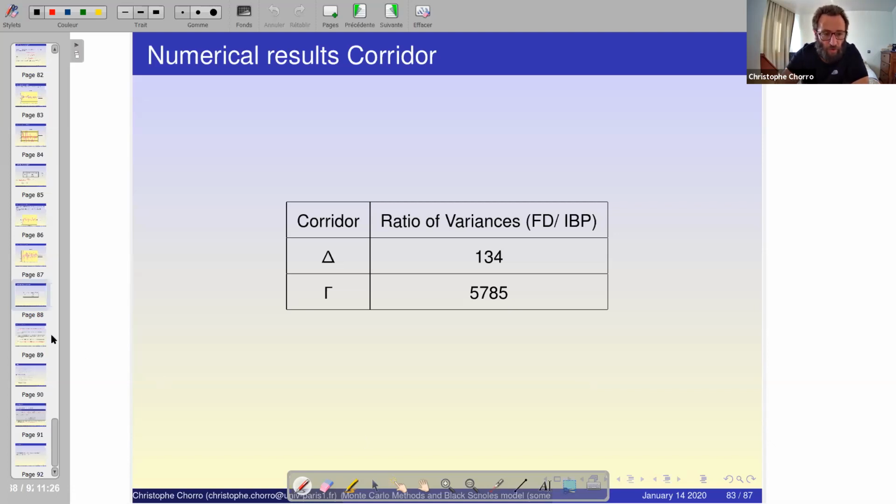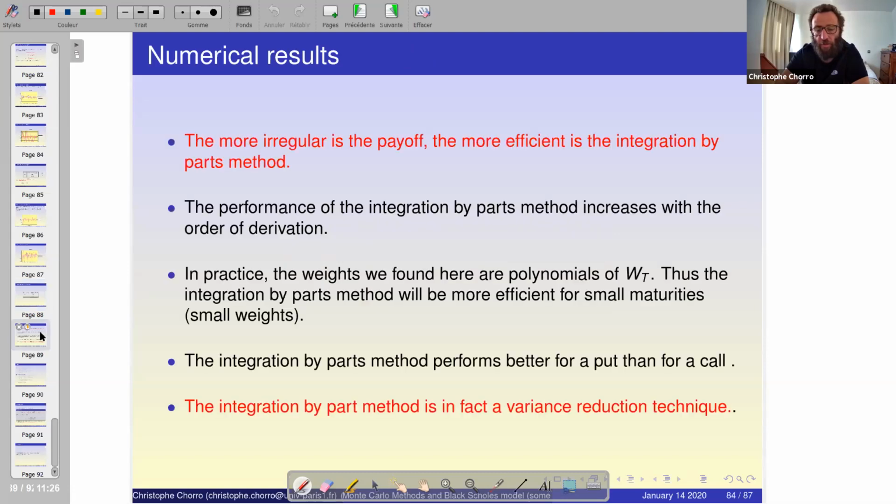So if I want to summarize what I have obtained here in the numerical results, I see that for the call and the put, it's not that interesting. For the digital, it starts to be. For the corridor, it confirms it. And what is the difference between these three payoffs? The three payoffs are just different in the following way.